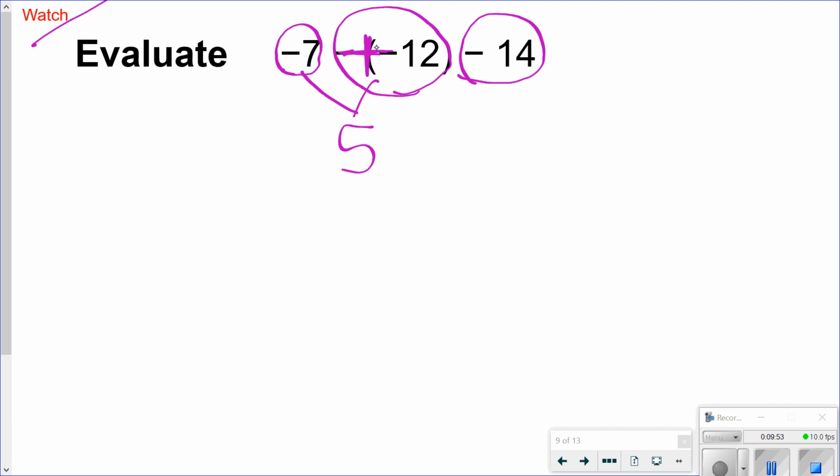So let's drop down this 14 minus 14 here. So positive 5 minus 14, that's going to end up in the negatives. That would be a negative 9. Now, let me rewrite that question real quick.